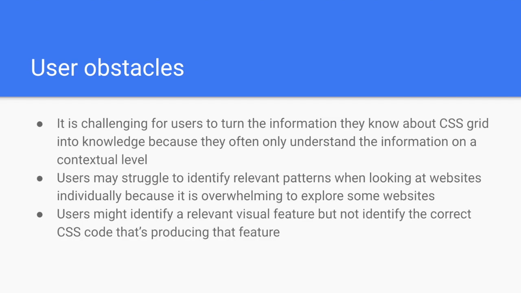Number 2, users may struggle to identify relevant patterns when looking at websites individually because it is overwhelming to explore some websites. There are often many CSS properties used on a particular site, so it can be difficult to know which CSS properties are relevant to the visual outcome seen on the website. Number 3, users might identify a relevant feature but not identify the correct CSS code that's producing that feature. This would cause the user to learn the CSS technique incorrectly and as a result produce an incorrect knowledge map.